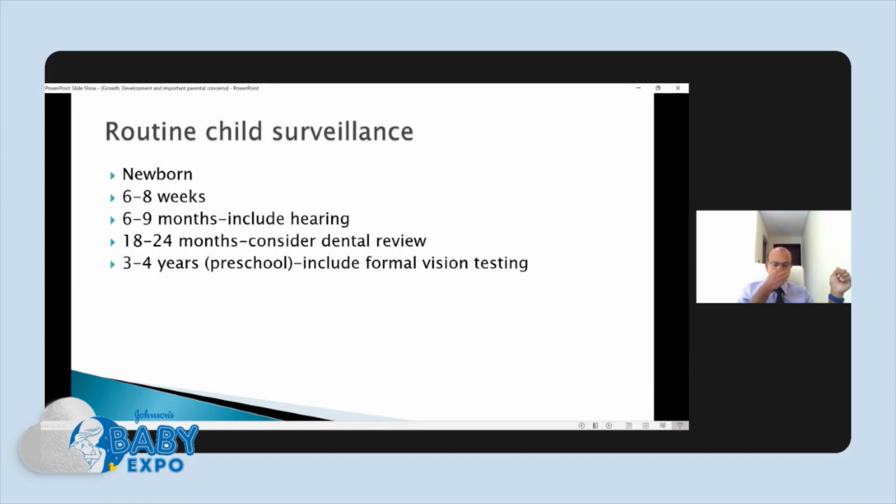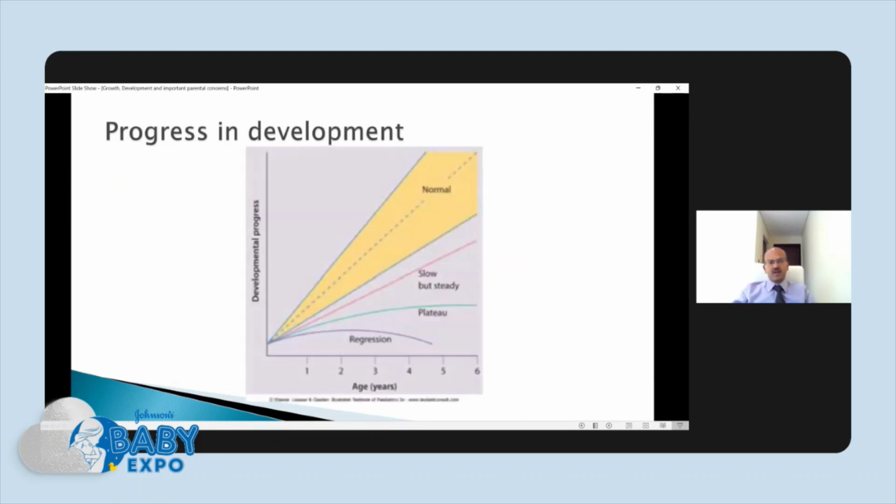Usually, the universal hearing screen is done for all babies at birth. If they fail it, we retest it by 2 weeks to 1 month. We should definitely diagnose deafness before 3 months because intervention before 6 months is shown to change outcome. And at 18 to 24 months, we should also consider dental review, and preschool testing should include formal vision testing as well. So you can see here different trajectories of development can be there.